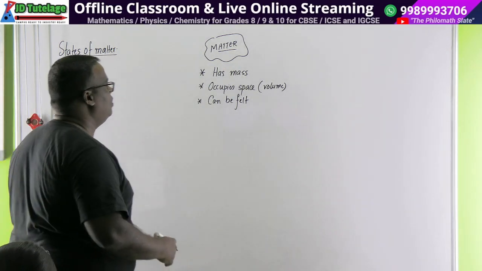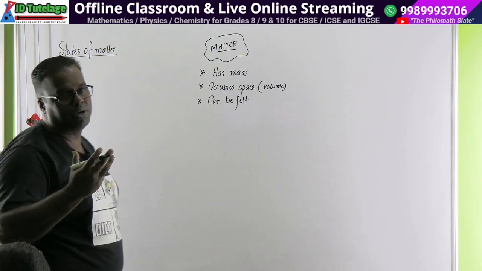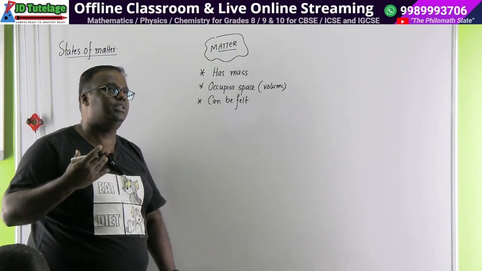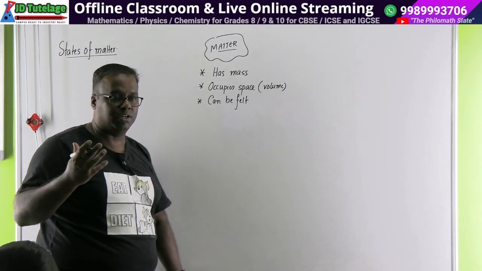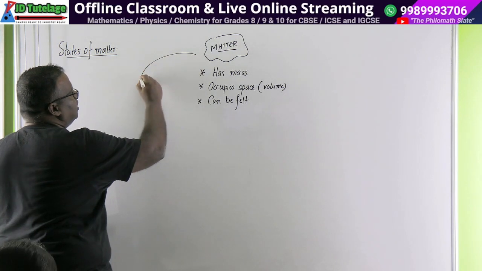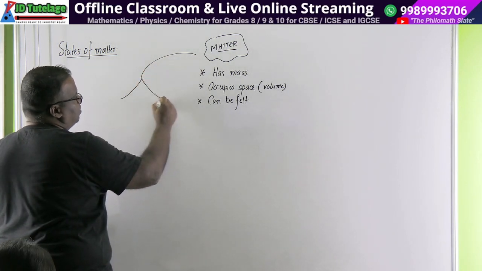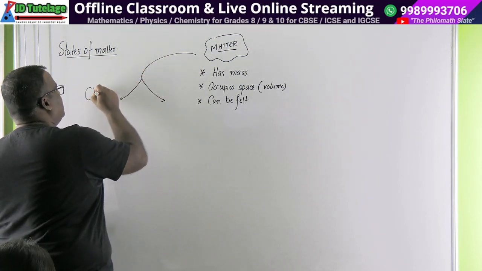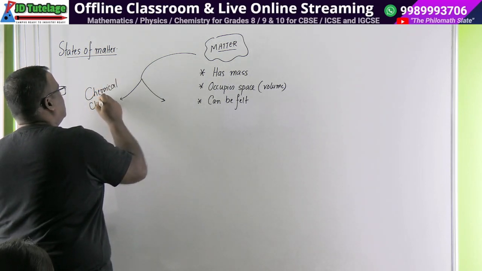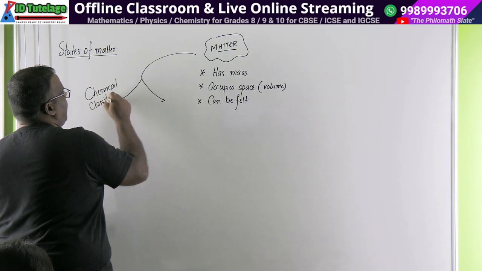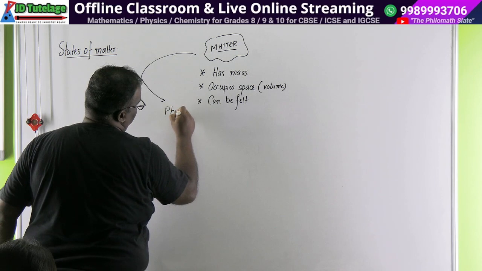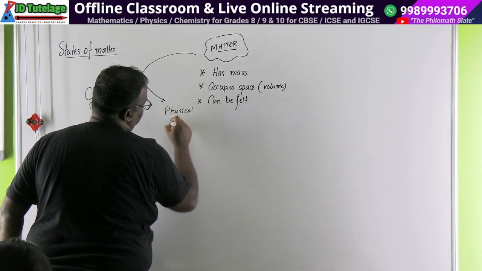So, everything in the universe comprises matter. So, as chemists or students of chemistry, our intention is to study matter. What is matter made of? What are the properties of matter? So when we study matter, we study it under two specific heads, okay? We can have a chemical classification of matter, and we can also have something which is known as a physical classification.